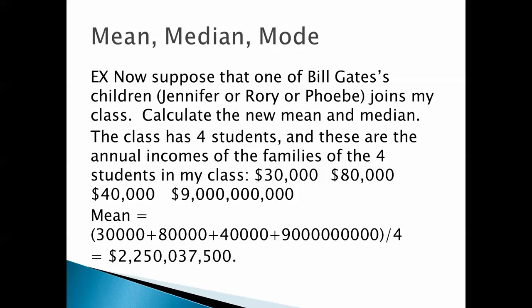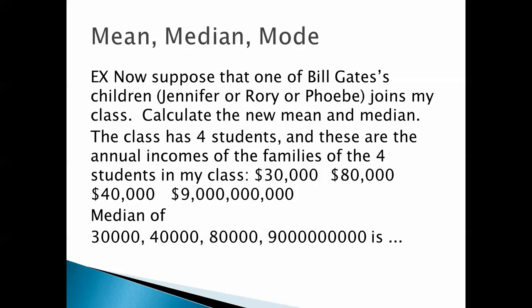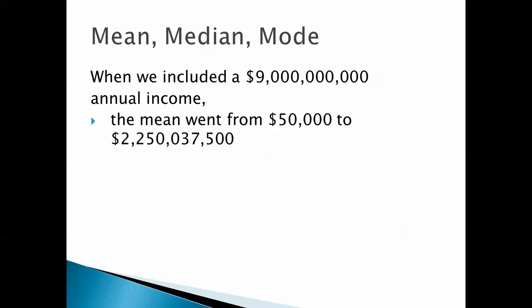Okay, so the mean is 30,000 plus 80,000 plus 40,000 plus 9 billion divided by 4. Whoa, 2,250,037,500. That's an enormous mean. Okay, it appears that the typical family in the class is quite wealthy, but that's misleading. The typical family is not wealthy, but there is one very wealthy family in the class. Now the median of 30,000, 40,000, 80,000, and 9 billion is, again, you have an even number of values, so you'd average the middle 2, and that works out to be $60,000.